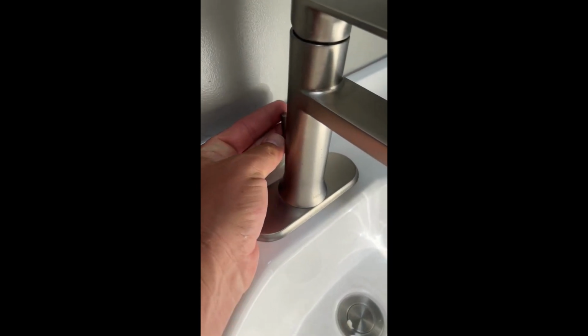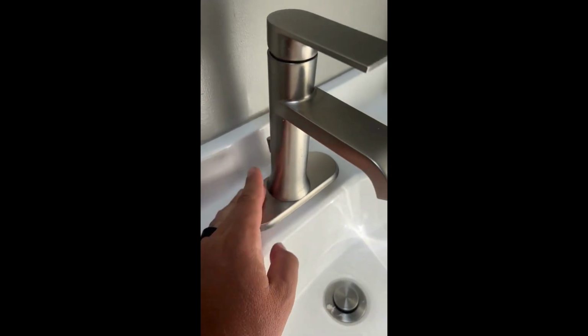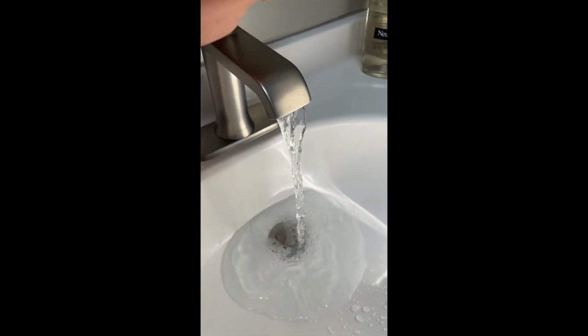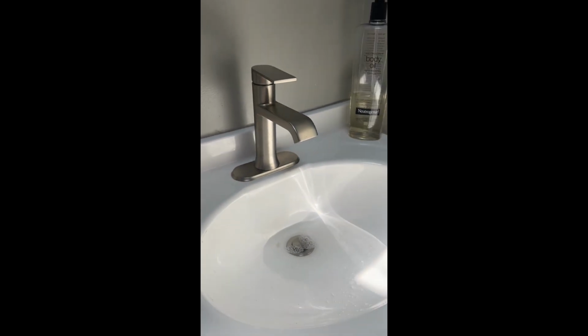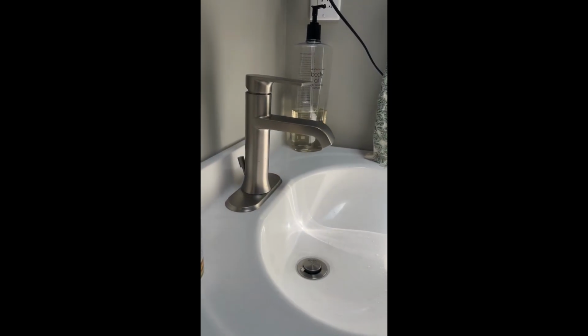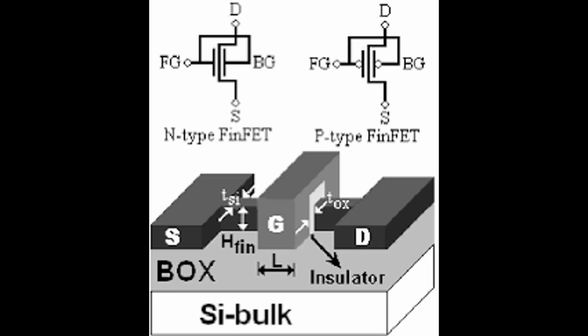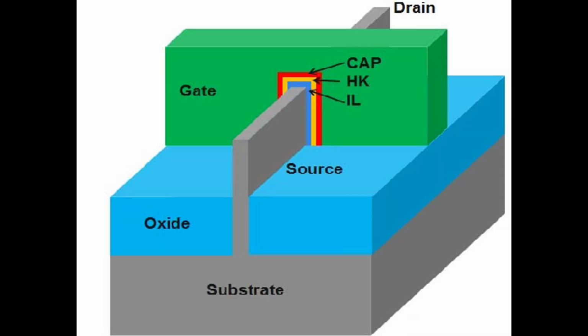A quick analogy is to think of the channel and gate as a water faucet and handle. When the handle is turned on, water can flow, and when the handle is turned off, the water is stopped. The name of this transistor is an N-type FinFET due to its fin-like shape. Here's the symbol for a simple N-type transistor, and again, when 1 volt is applied to the gate, electricity can flow through the channel.